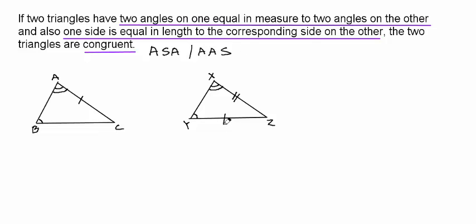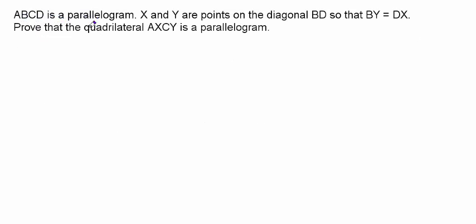Let's look at a problem. ABCD is a parallelogram. X and Y are points on the diagonal BD, so that the length of BY is equal to the length of BX. We need to prove that the quadrilateral AXCY is a parallelogram.